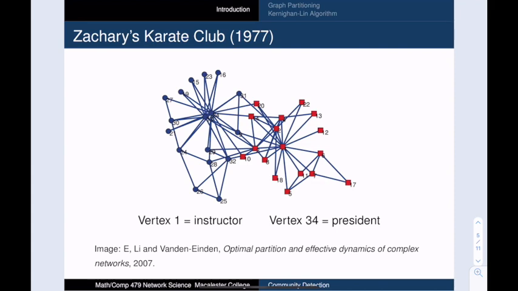And fun fact, there is now a Zachary Karate Club. The first person to use Zachary's Karate Club at each network science conference is added to the club.